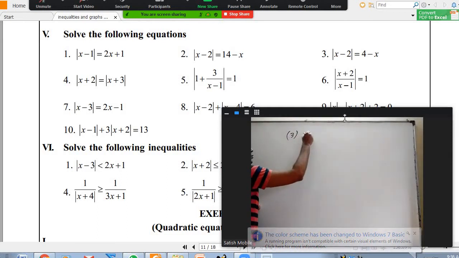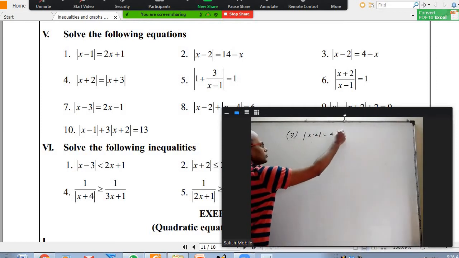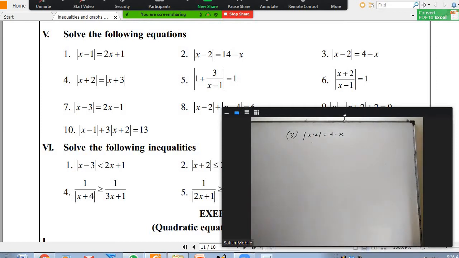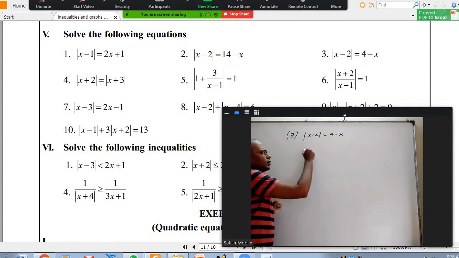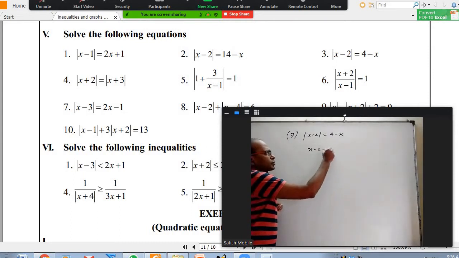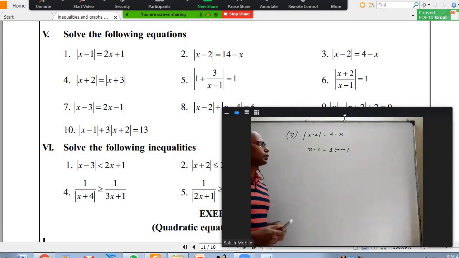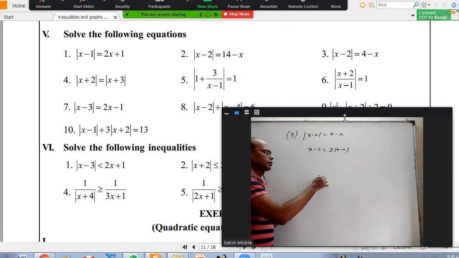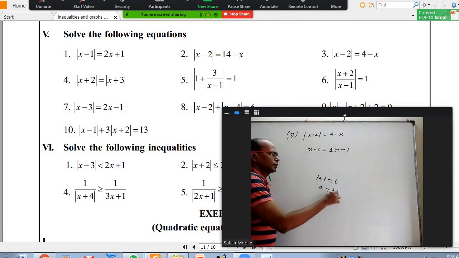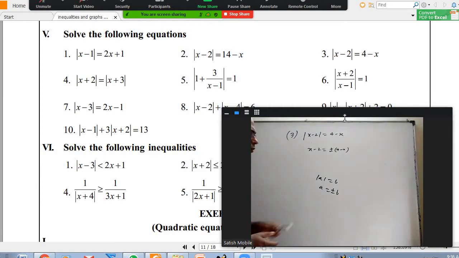Okay, third question: mod x minus 2 is equal to 4 minus x. Yesterday I already said it is not incorrect to write x minus 2 equal to plus or minus (4 minus x). Of course, in an objective case. Mod a equal to b, nothing wrong in writing a equal to plus or minus b, provided b is positive. If b is negative, we cannot. So somebody can do that.